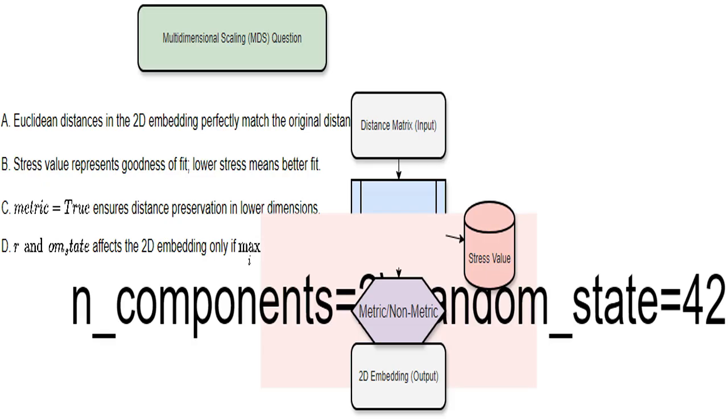This is what the MDS algorithm gives you after processing your data: a two-dimensional representation of your data. Think of it like taking a 3D object and creating a 2D shadow. It's a lower dimensional view of the original data.